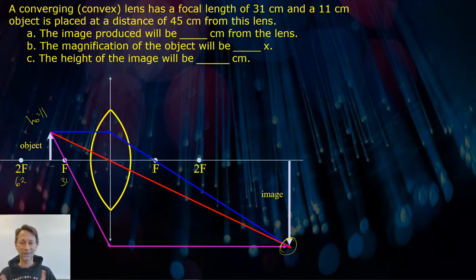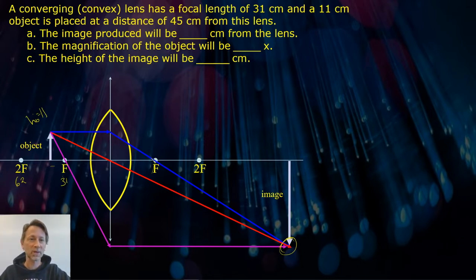Is it upright or inverted? It's got to be inverted because the image is upside down. It's on the negative y-axis. And is it larger or smaller than the original? And I hope you unanimously say that it's larger because it is taller in the negative direction than the object is in the positive direction.